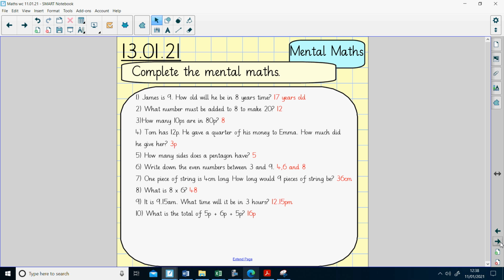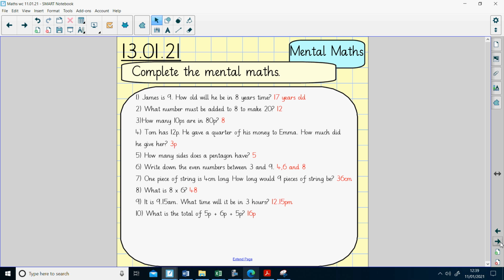Question number 1, we've got James is 9. How old will he be in 8 years' time? And 9 add 8 is 17, so James will be 17 years old. What number must be added to 8 to make 20? 8 add 12 equals 20. How many 10p's are in 80p? So if I count up in tens, 10, 20, 30, 40, 50, 60, 70, 80, I need 8 10p's.